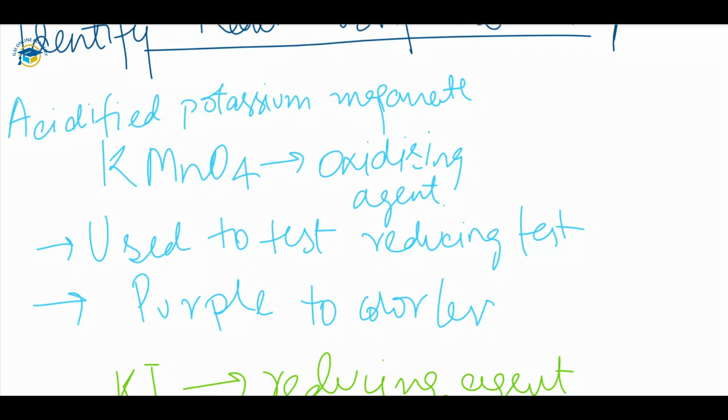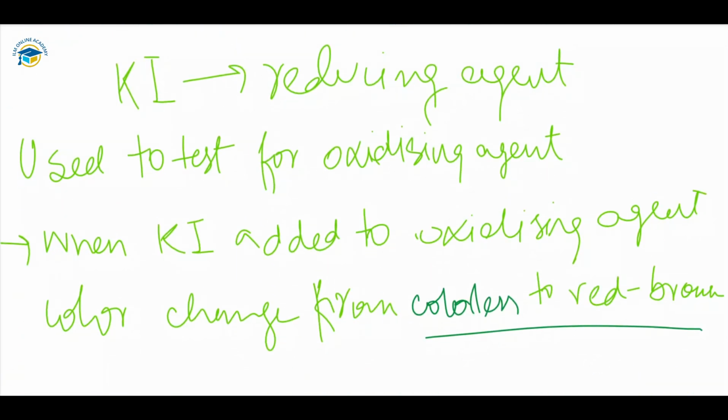Reactions that involve potassium iodide can be used as a test for any oxidizing agent. Potassium iodide is a reducing agent, but it is used to test for oxidizing agents, because when we add potassium iodide to the oxidizing agent, the color change will happen from colorless to red-brown. So color tests involving potassium iodide or acidified potassium manganate solutions can be used to identify oxidizing and reducing agents, and also redox reactions.